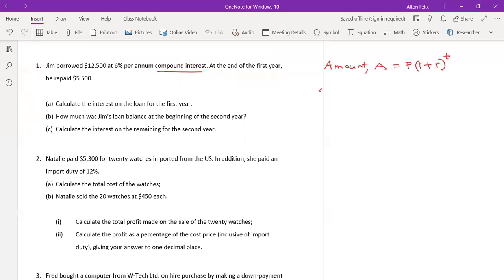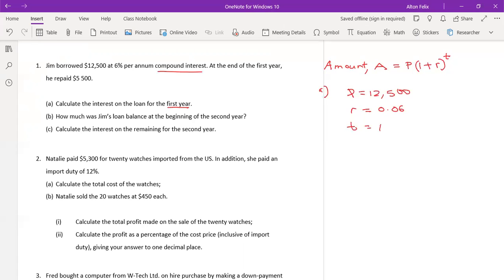So part A. If Jim borrowed 12,500, that is the principal. So P is equal to 12,500. Now the rate of interest is 6%. So when you convert 6% to a decimal, you divide 6 by 100, you get 0.06. That's your R in this case. And let's see what they want. They want to know what is the interest on the loan after the first year. So our time in this case is 1.